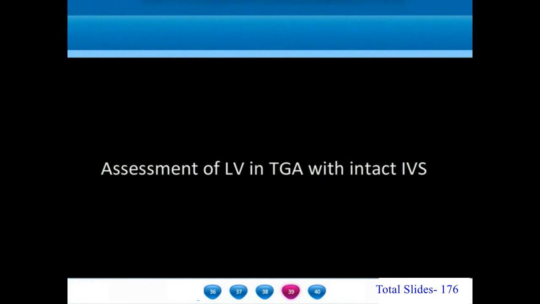Now we move on to assessment of the left ventricle's adequacy in a simple TGA presenting with an intact ventricular septum. If the left ventricle is adequate, these patients can be taken up for corrective arterial switch operation. If the left ventricle has totally regressed, then performance of arterial switch operation will be difficult, since the regressed left ventricle may not be able to sustain the high systemic vascular resistance and to sustain the systemic circulation.